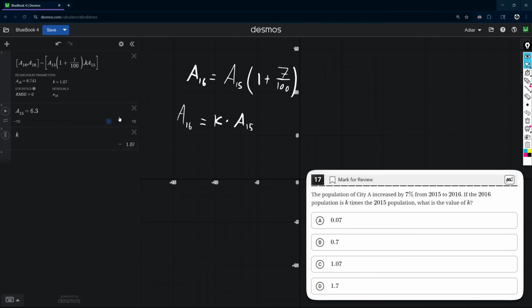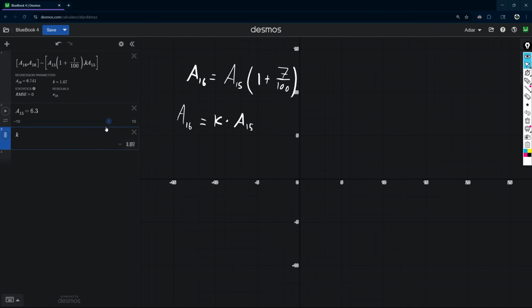So that's something that is just generally good practice. If you have more unknowns than equations, sometimes you can add a slider for a number that you're not solving for, just to make sure that k stays the same.